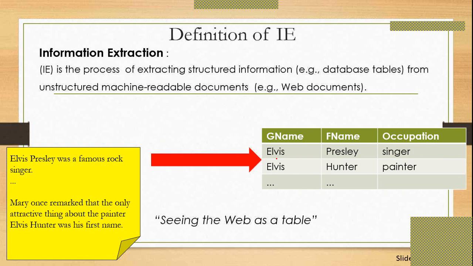The definition of information extraction is that it is the process of extracting structured information. We have to find the structured data from this unstructured, machine-readable document, for example, a web document. This web document is your website document, and from this website document you can find out the information.